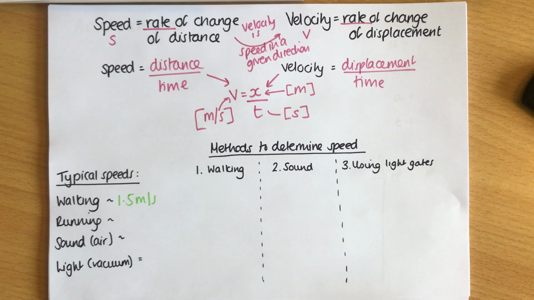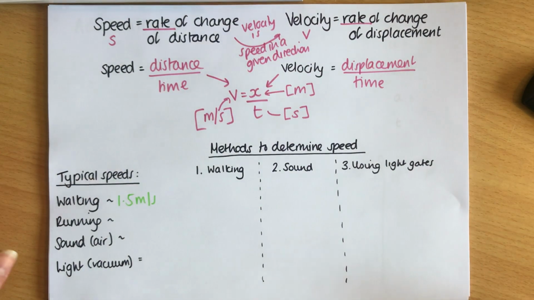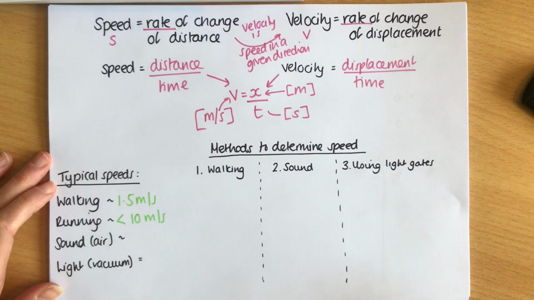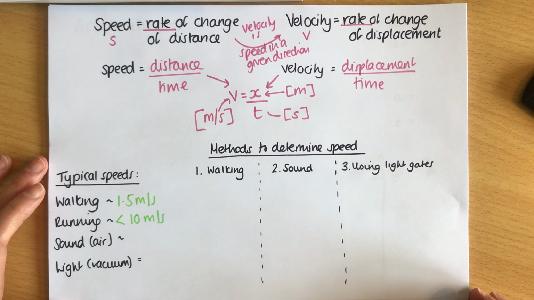Running, I always think about Usain Bolt. So Usain Bolt, when he's doing his record-breaking runs, 100 metres in just under 10 seconds. 100 divided by 10 gives me 10. So running is always going to be less than 10 metres per second, because if you're going any faster than that, you're beating Usain Bolt, which you're probably not actually doing.